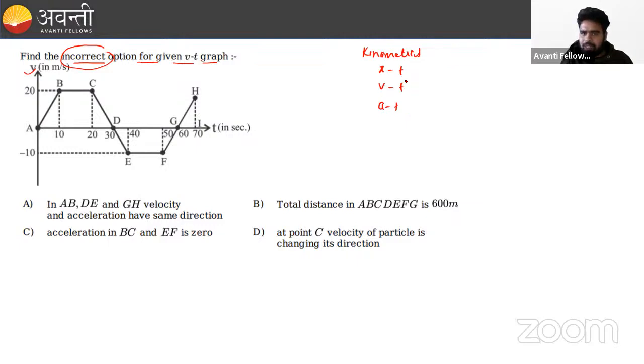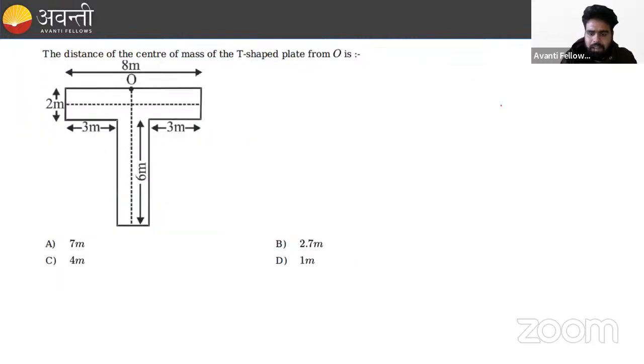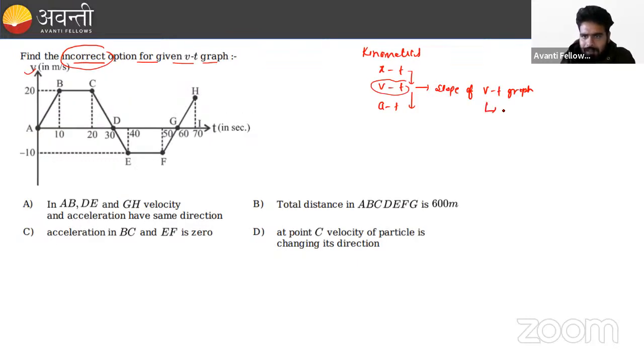But the V versus T graph is the intermediate link between the H-T and A-T graphs. So we can say V-T plays a vital role. So how can we analyze this type of graph? We know the graphical relationships whenever a V-T graph is given. The slope of the V-T graph gives the analysis about the acceleration. So by analyzing the slope of the V-T graph, we can get the value of acceleration.